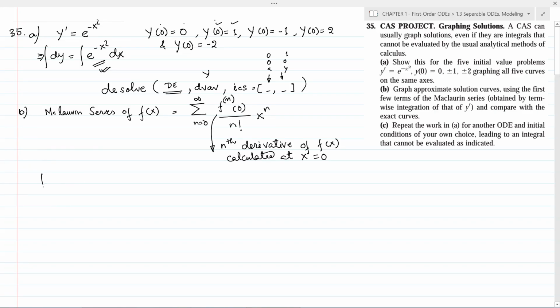So, if we take f of x equal to e to the power minus x square, then we can evaluate the Maclaurin series for this function e to the power minus x square by using this formula. First, we have to find various derivatives of the function f of x at x equal to 0. That is, first we will calculate the derivatives, then we will substitute x equal to 0 to find f n 0.